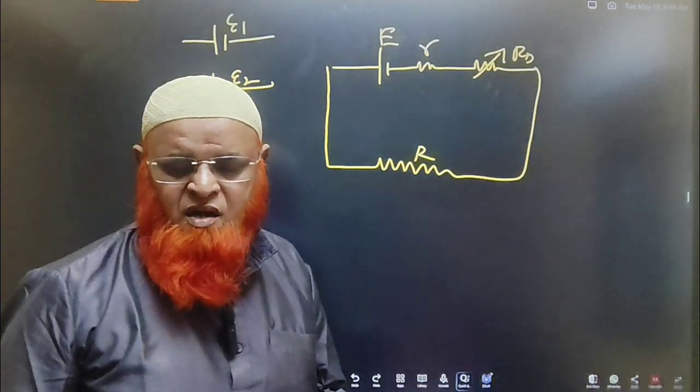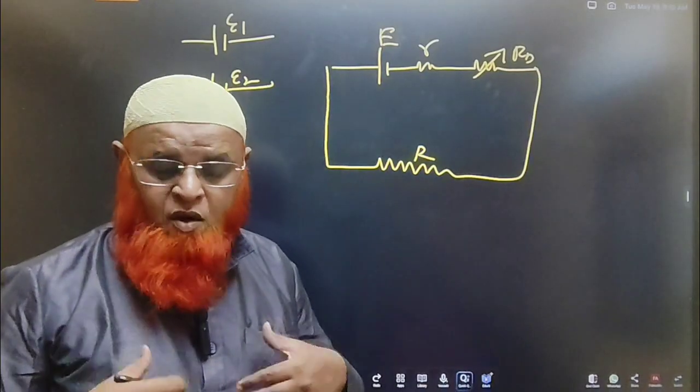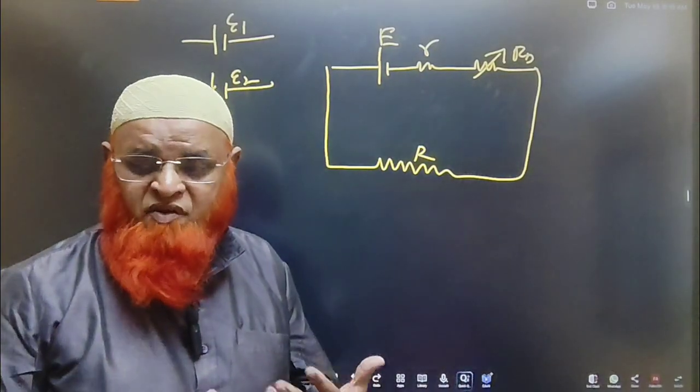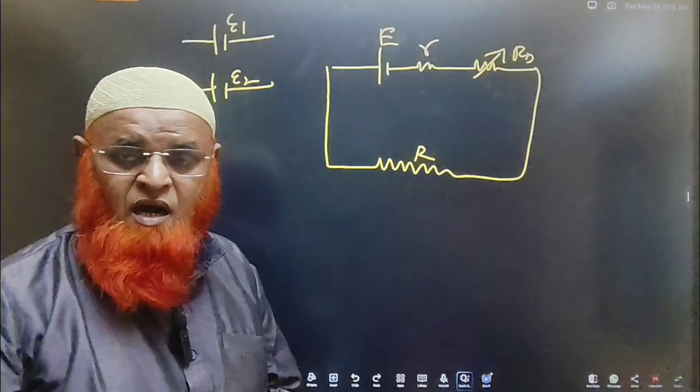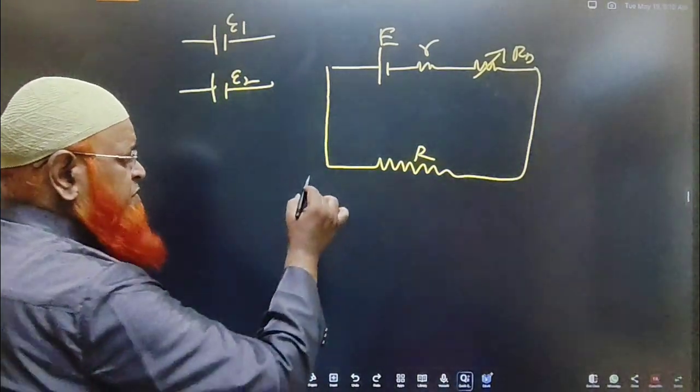I can write directly that one. But what is the use? You should know how I am creating the diagram. The more number of times I create the diagram, the more easily it is understood. So here, this is the primary circuit.